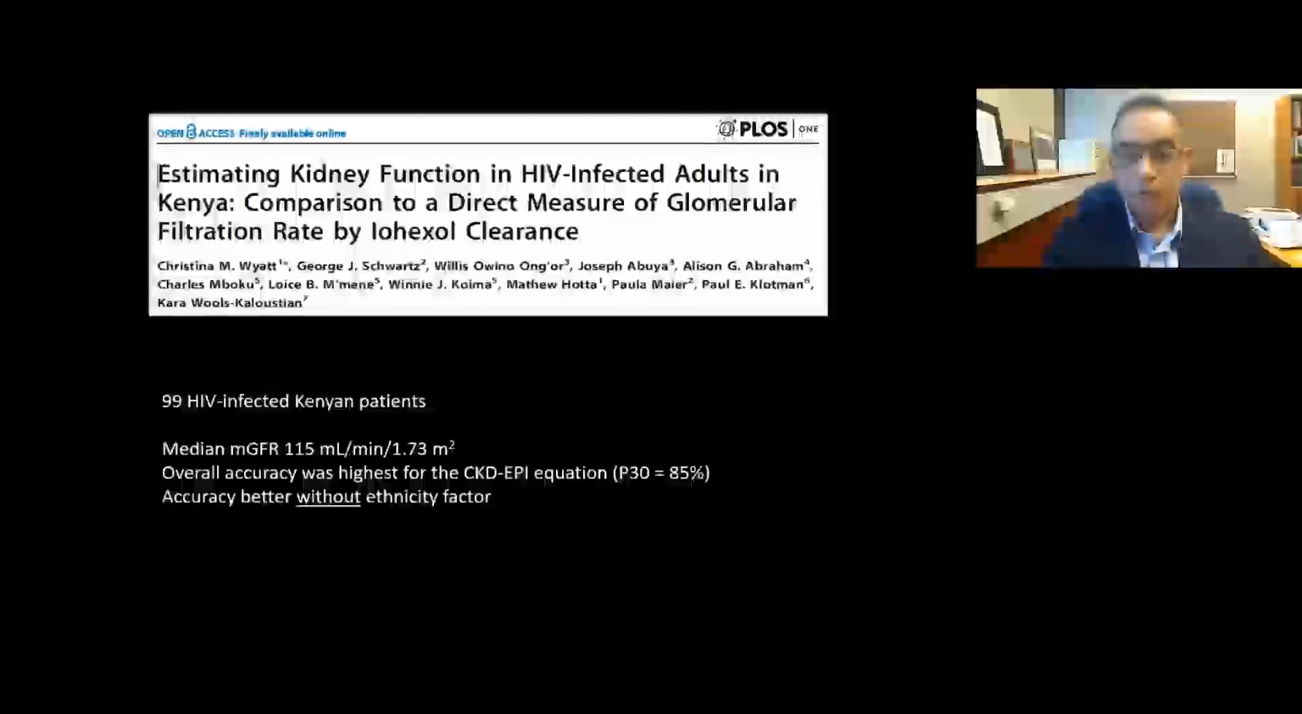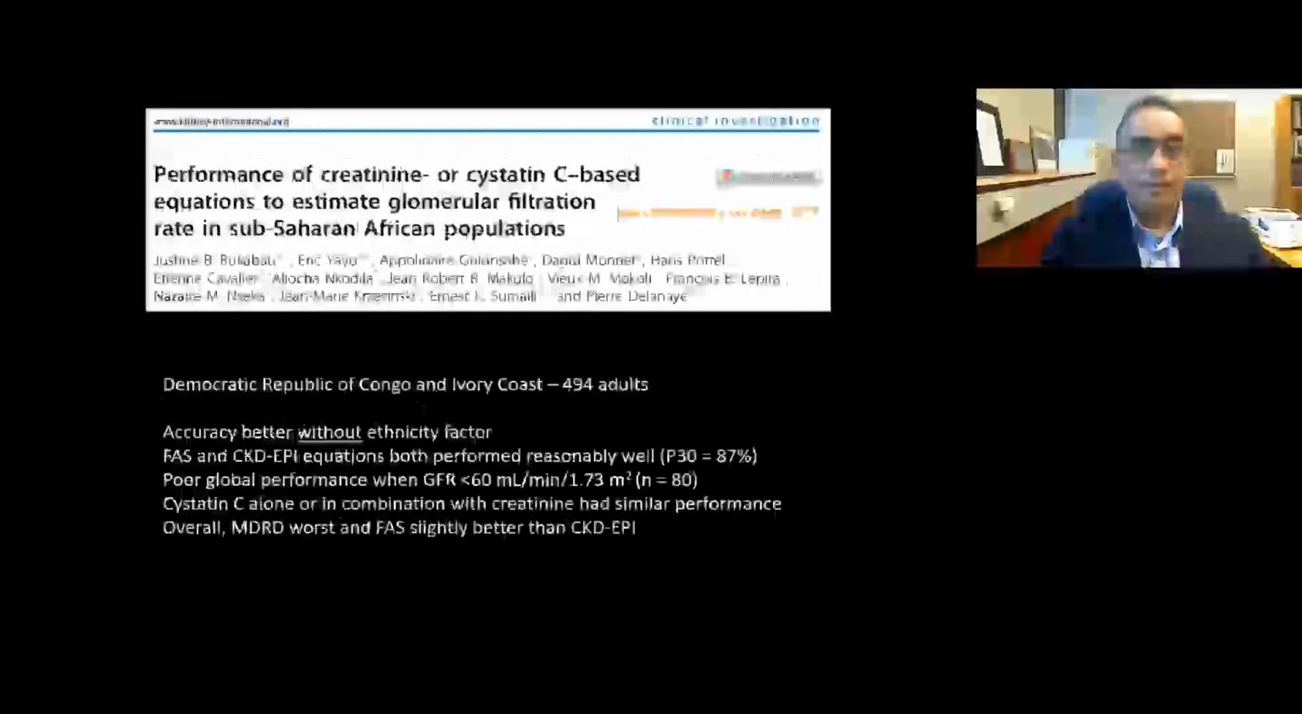Here's a paper from Kenya, where 99 HIV-infected patients were studied. They had normal or near normal GFRs, most of them, and they found that the overall accuracy was highest for the CKD-EPI equation, P30 very close to 90%. Once again, no need to use the ethnicity factor.